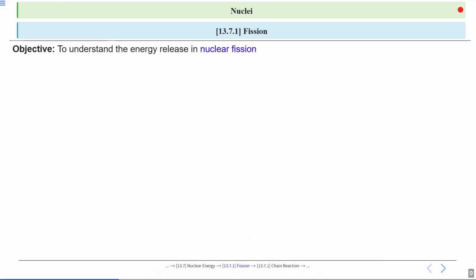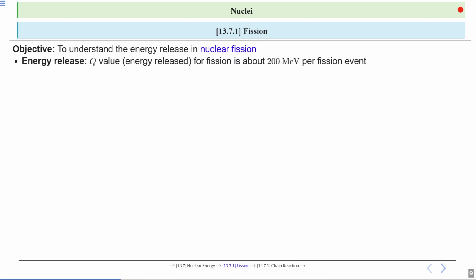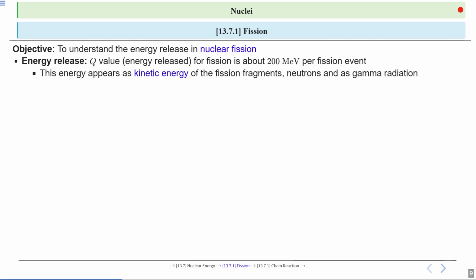Let's understand how energy is released during nuclear fission. Let's start by looking at the energy released in a typical fission event. The energy released, often called the Q value, is about 200 mega electron volt for each fission event.